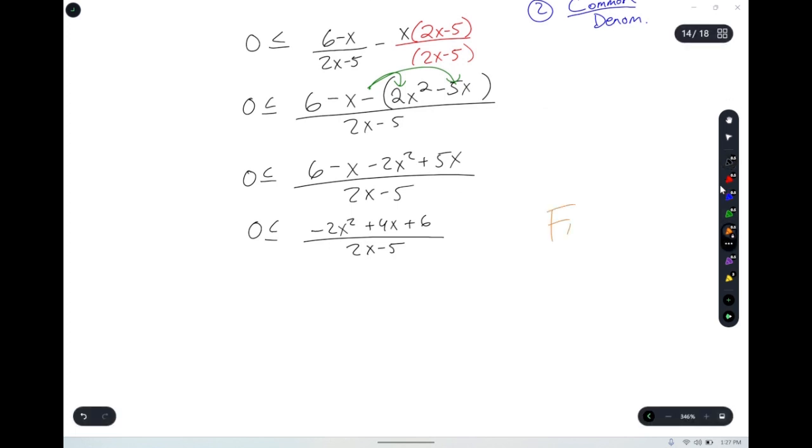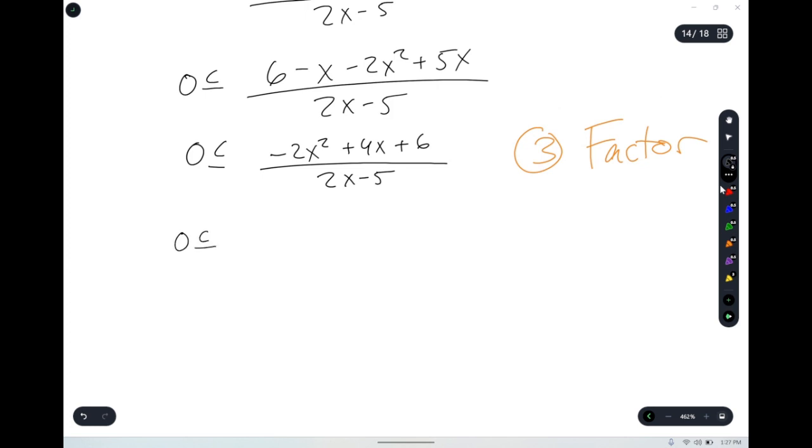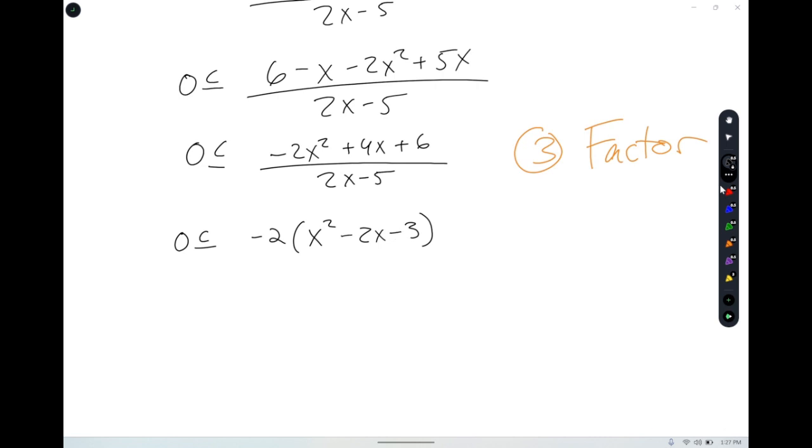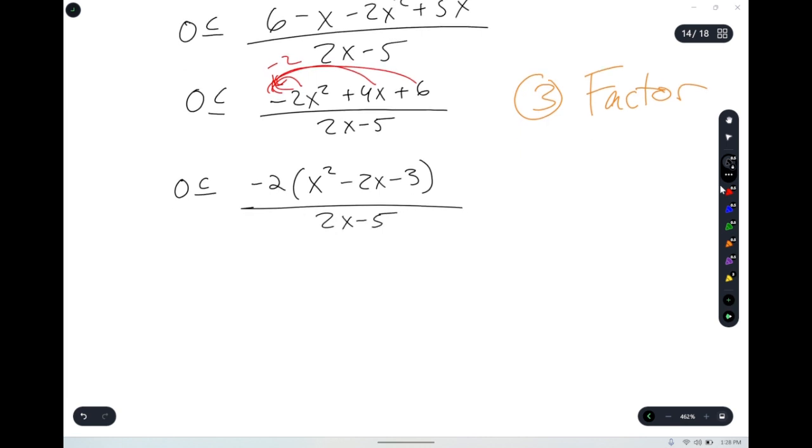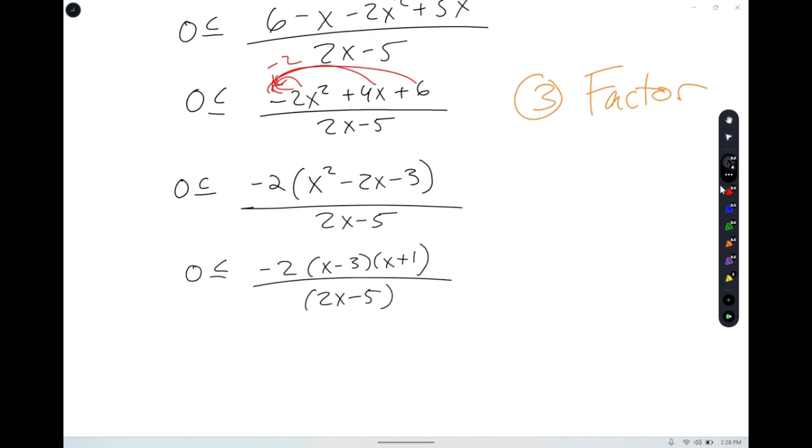Step 3, the one that everybody hates, is factor. What's in common on the top? I'd take out that negative 2, make your life a lot better. Negative 2 comes out. You're left with x squared minus 2x minus 3. That's like reverse distribution, right? Negative 2 over 2x minus 5. Is that a nice, easy factor? x minus 3, x plus 1. We're done, not with the problem, but with setting up the solve.